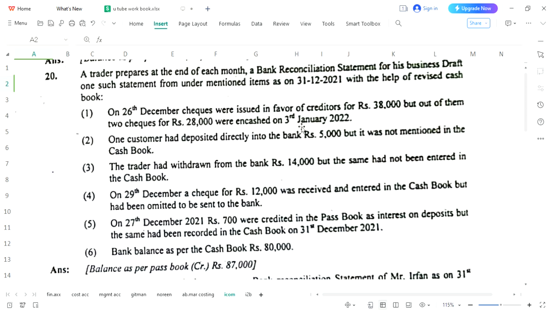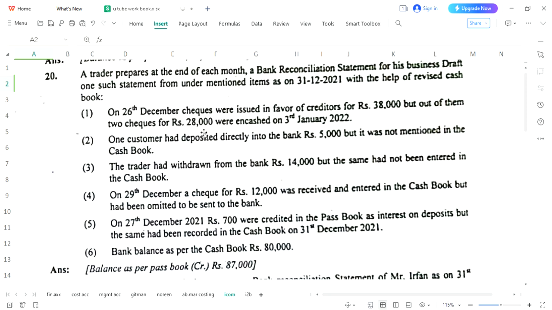And very interesting to understand. 3rd January, and now see the date. We are making BRS for 31 December, while these checks were cashed on 3rd January. It means these were not cashed on 31st December. Very simple to understand. I'm repeating the same thing. When you are making BRS for 31st December and you have cashed your checks on 3rd January, it means these checks were not cashed till December, and we were searching for not cashed.